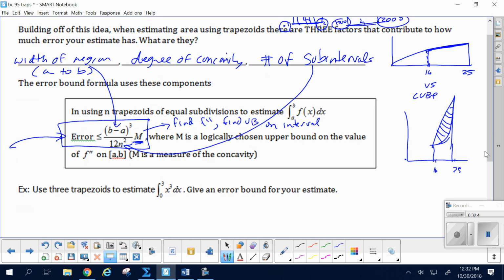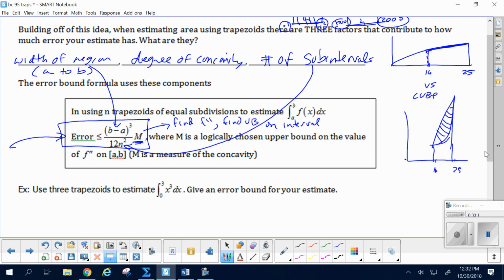But let's go back one more thing and talk about direct versus inverse. The width of the region, does that relate directly to the error or inversely to the error? Is it the more region, the more error? Yeah. Okay, so that's a direct relationship. That's why it's in the numerator. M is concavity. The more concave, the more error, direct relationship. Direct, that's a direct relationship.